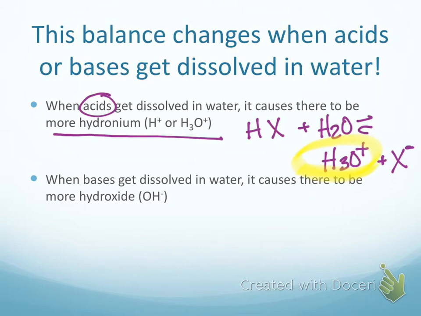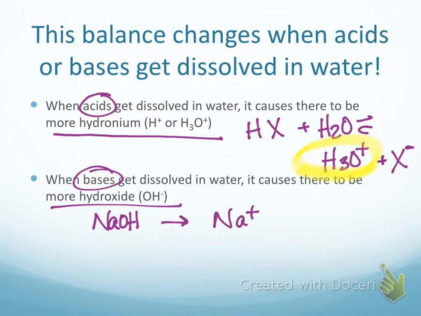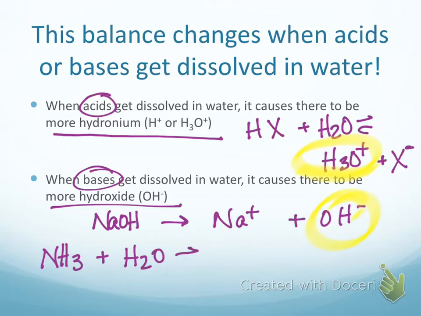Now the opposite is occurring with bases. When bases get dissolved, we're going to see more hydroxide. Some of these are really straightforward. When you look at your strong bases, for example NaOH, of course, when it breaks apart into its respective ions, you get Na plus and OH minus. So we've increased the OH minus. Other ones, we really need to understand the Bronsted-Lowry equations to understand how they work. For example, when you look at NH3 and we dissolve it in water, remember, it's a base.